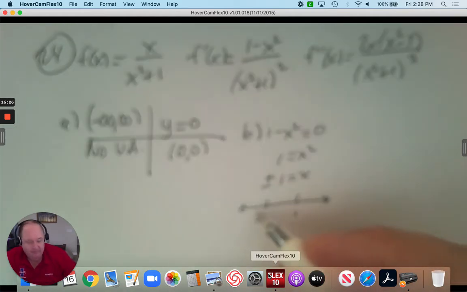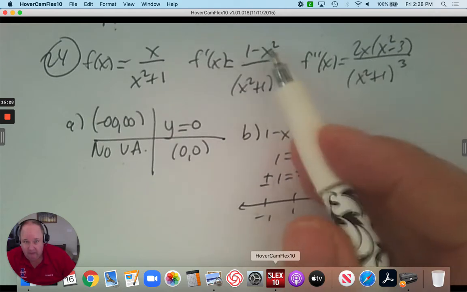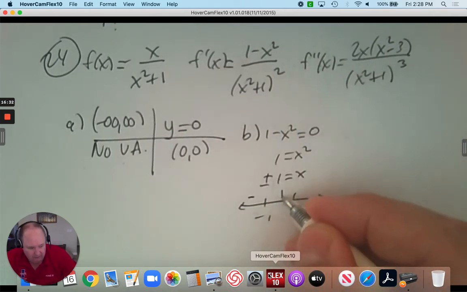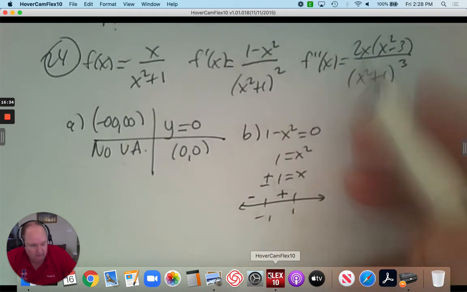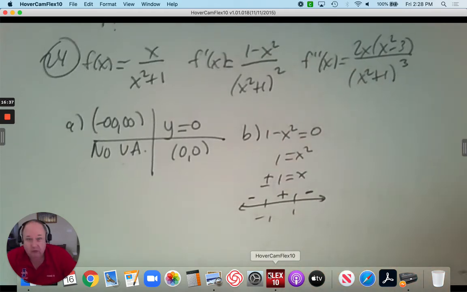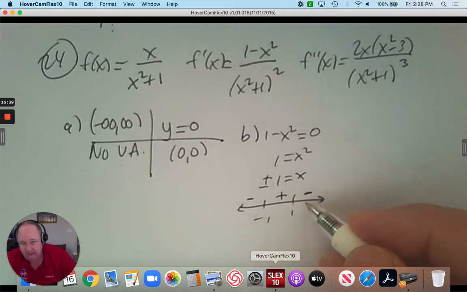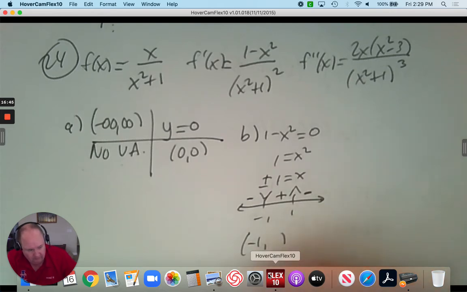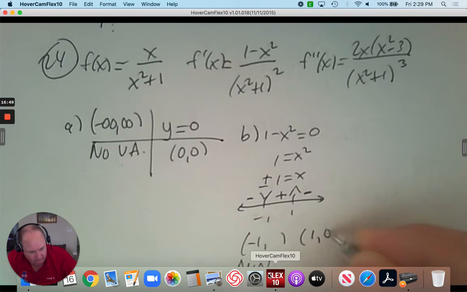If you take negative a billion and put it in here, you're going to get a negative answer. Plug in 0 and you get a positive answer. Plug in 1 billion again and it's negative. So it changes from negative to positive to negative. So we have a minimum and a maximum. So at negative 1, we have a minimum. And at positive 1, we have a max.